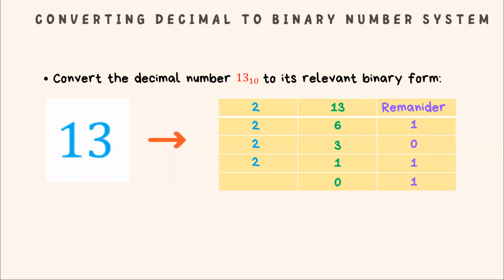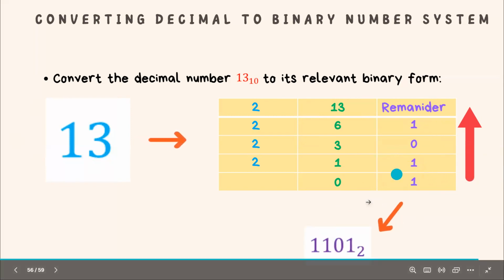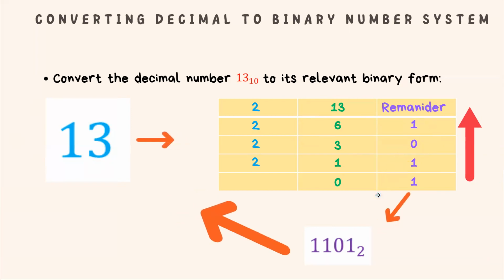the binary number. But how you write it down, you actually go from bottom to top. So you go in this direction. So when you perform this method, in the end, you get these remainders, and you then write them down starting from bottom to top. And when you do this, you get 1, 1, 0, 1. And this is the equivalent binary form of the number 13, right? So this is how you convert a decimal to its binary form.